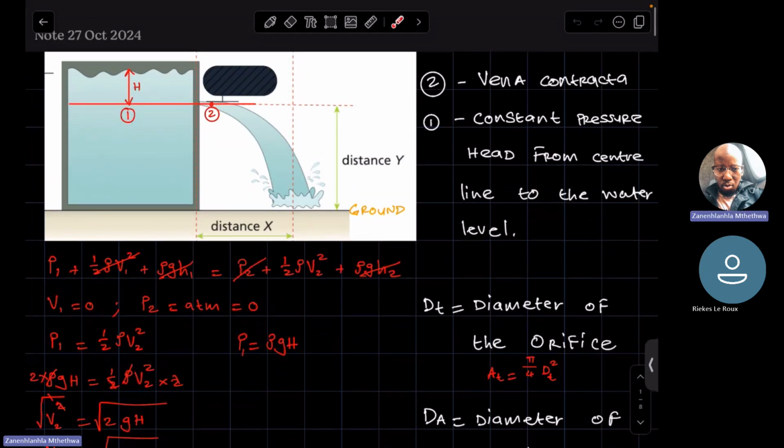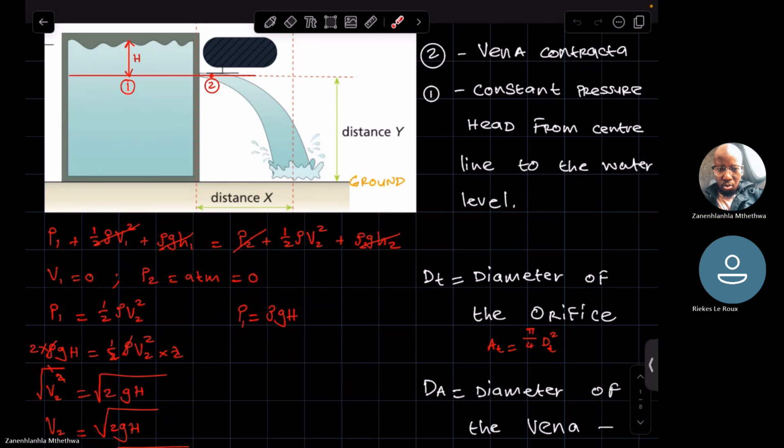Now, we are also able to calculate the actual velocity, but only using Bernoulli's theorem, now considering losses. So when considering losses, whatever velocity you get, V2 here, will no longer be theoretical, it will be the actual velocity, because now you are considering losses as well. But that I will explain later when we look at a problem where we are considering losses.